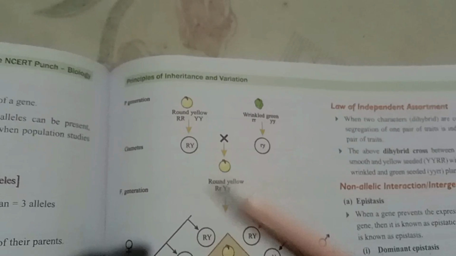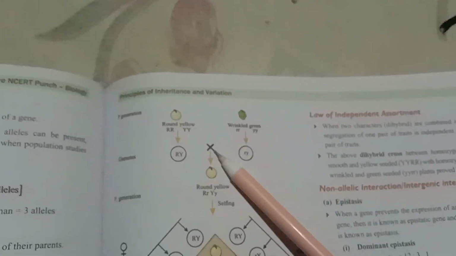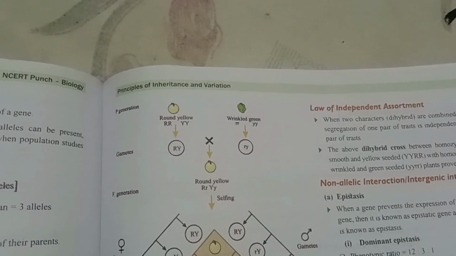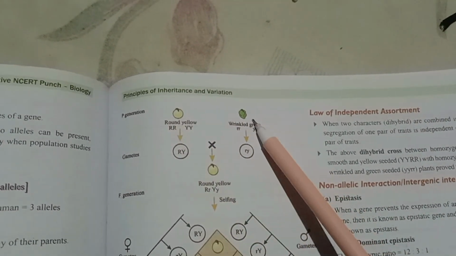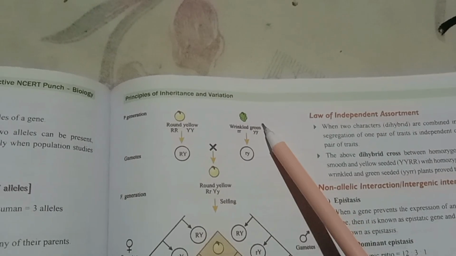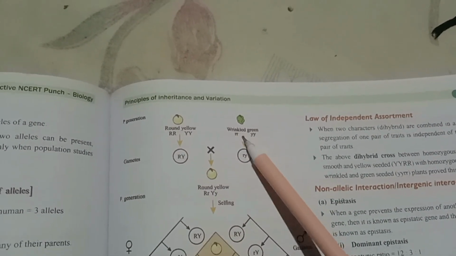Now, inheritance of two genes, which is called dihybrid cross. In dihybrid cross we take 4 contrasting traits and 2 characters. So the 2 characters and 4 contrasting traits are round, wrinkled, yellow, green. The characters are seed shape and seed color.